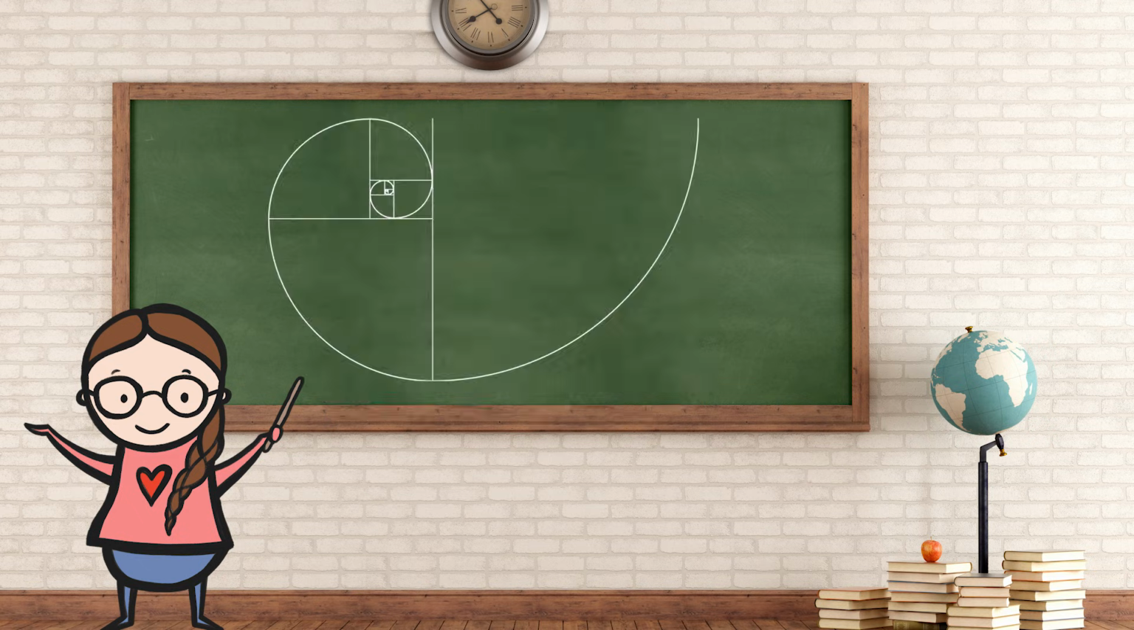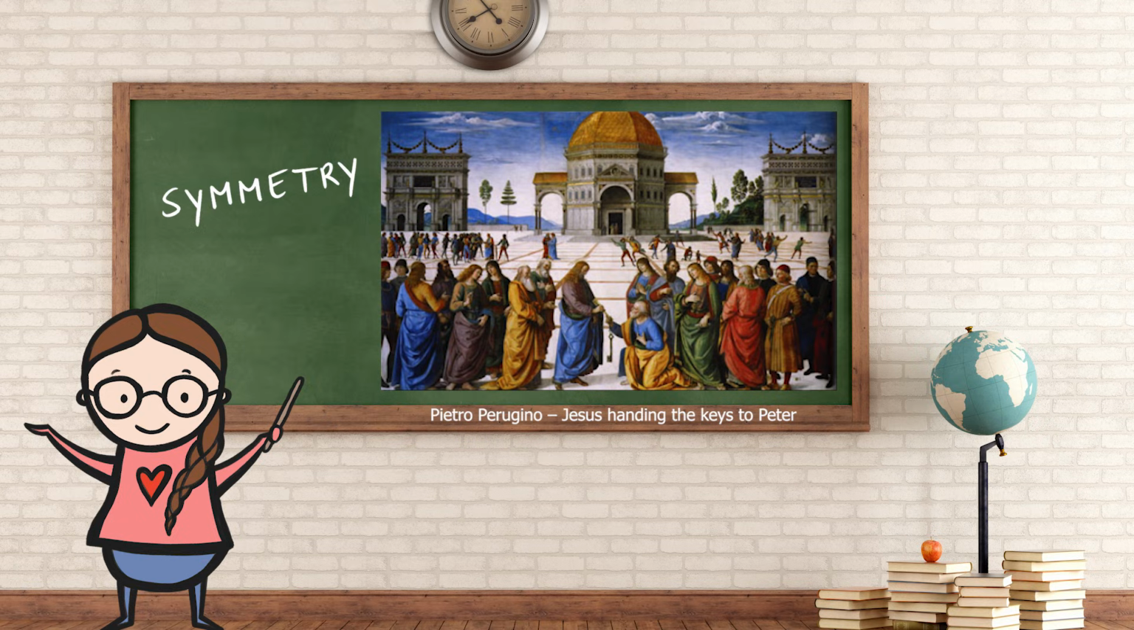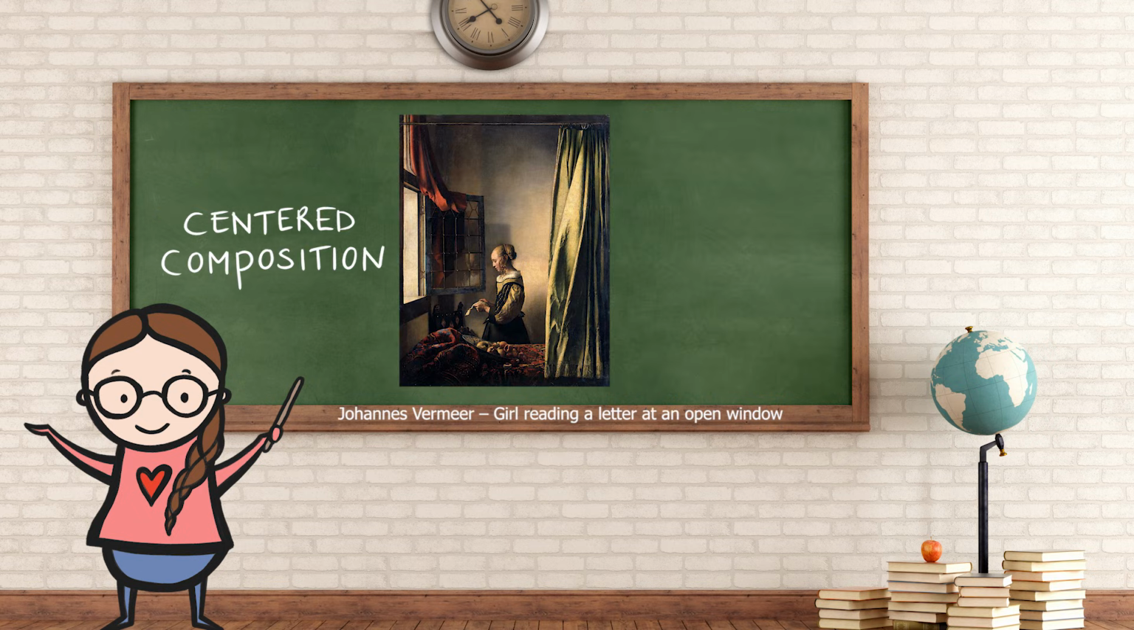The golden ratio is another rule that is used by artists to make aesthetically pleasing artworks. The golden ratio is found everywhere in nature and even in the human body. Artists like Hokusai made use of the golden ratio, as you can see here in this painting of the Great Wave. Using symmetry and centered composition may seem a lot less complicated than the golden ratio, but can also look very pleasing to the eye.